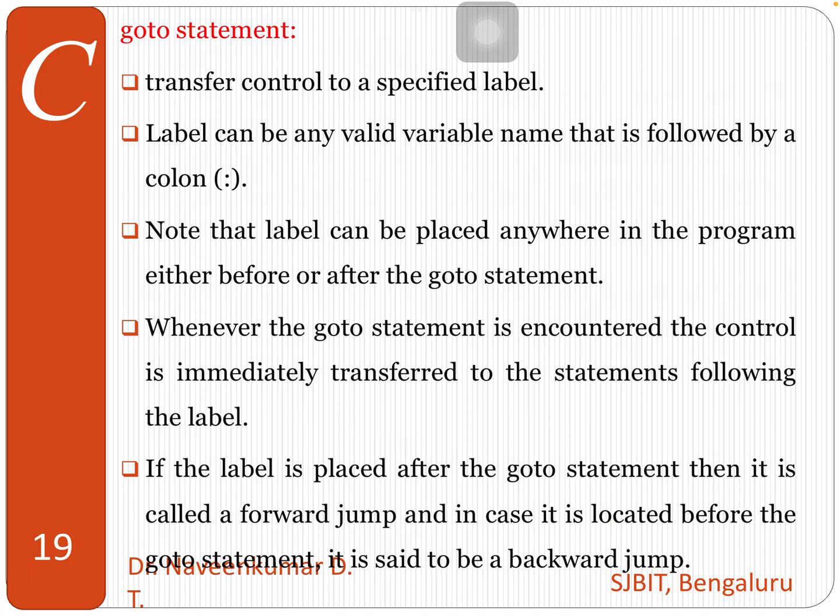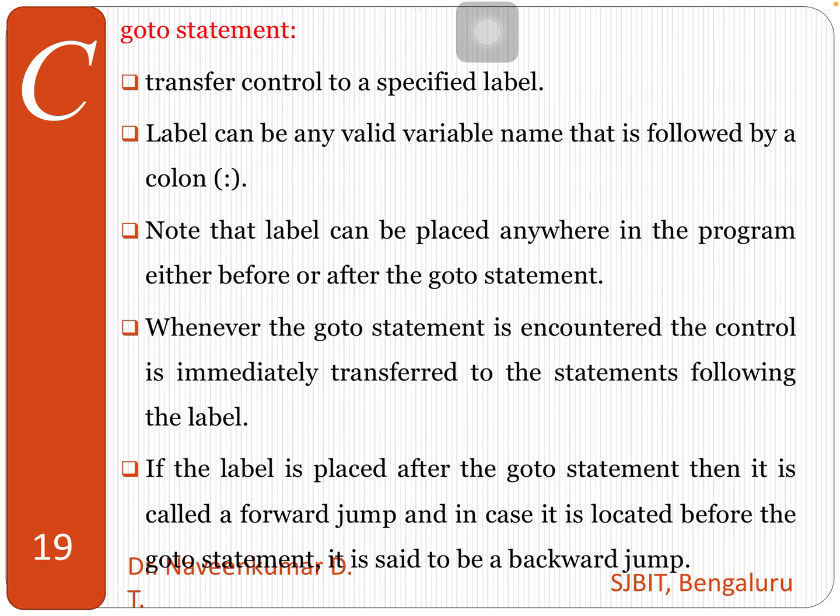When the goto statement is encountered in a program, control is transferred to the specified label. A label can be anywhere in the program and is followed by a colon symbol. We must keep in mind that whenever we use a goto statement, the label can be placed anywhere in the program, either before or after the goto statement. Whenever the goto statement is encountered, the control is immediately transferred to the statement following the label. It will go to that label location.